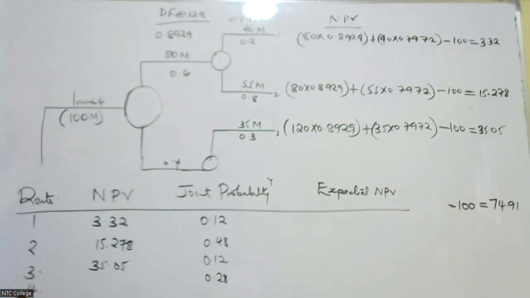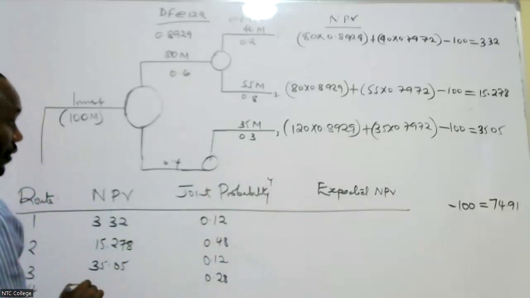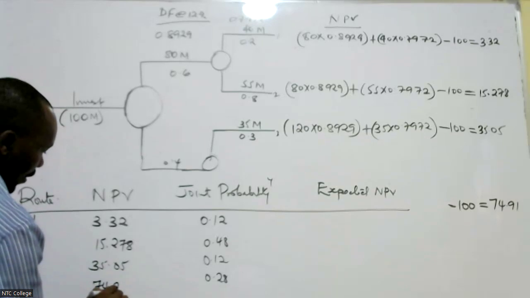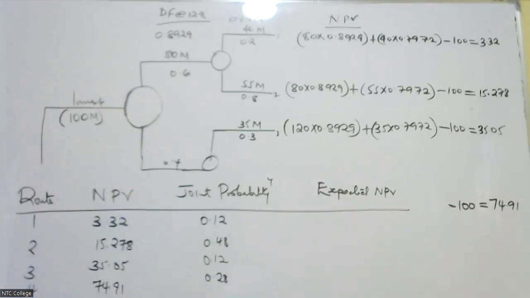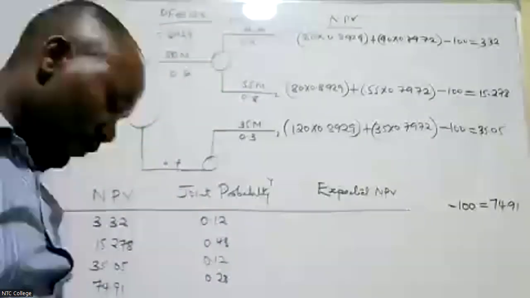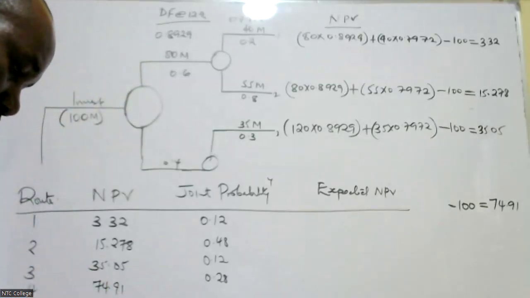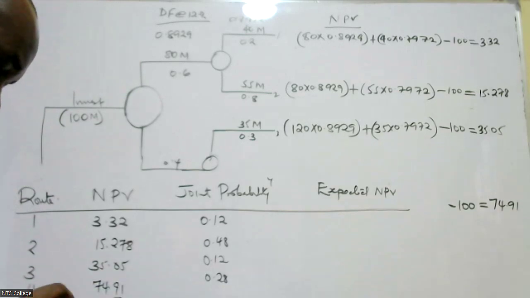So for root number 4, we are having 74.91. So let's add on this. The first one, what do you get?